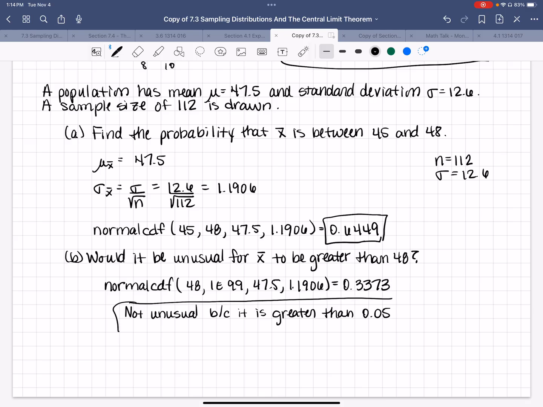And that sums up 7.3 for us for the week.